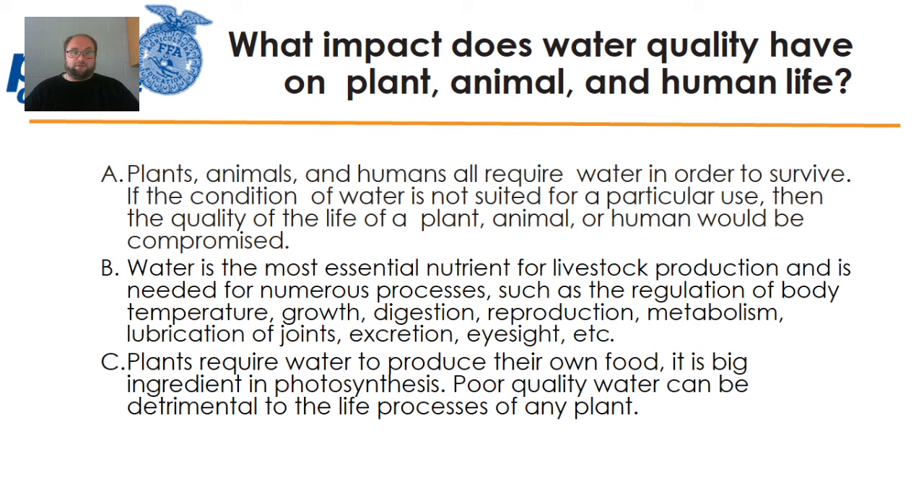Second, water is the most essential nutrient for livestock production, and it is needed for numerous processes such as regulation of body temperature, growth, digestion, reproduction, metabolism, the lubrication of joints, excretion, and eyesight. And plants require water to produce their own food. It is the main ingredient in photosynthesis, besides sunlight. And poor water quality can be detrimental to the life process of any plant.